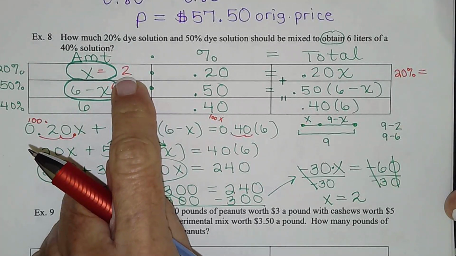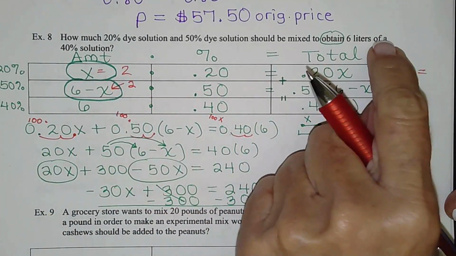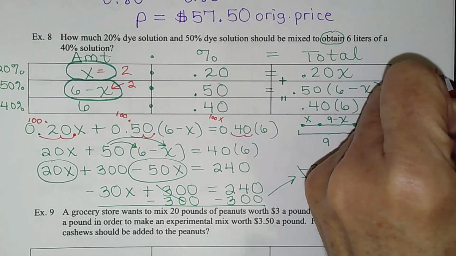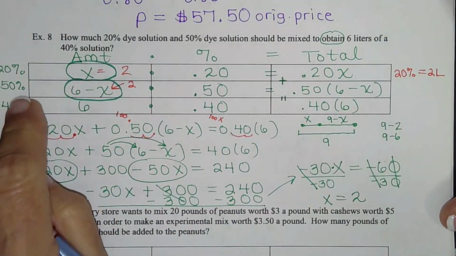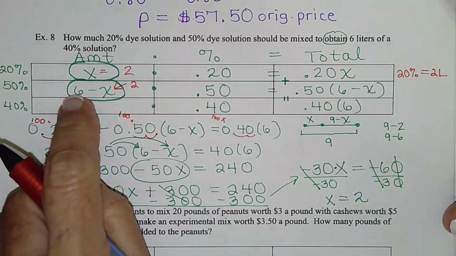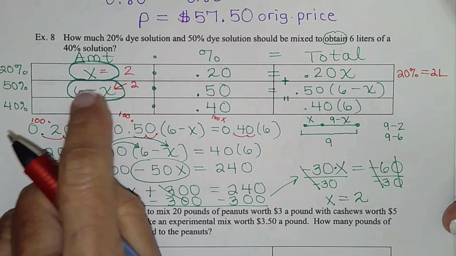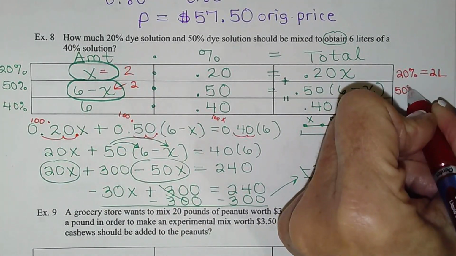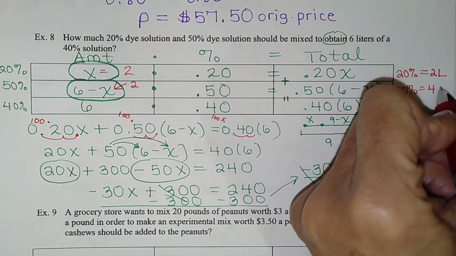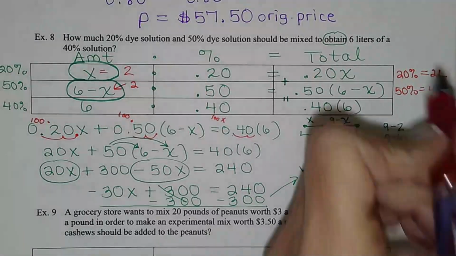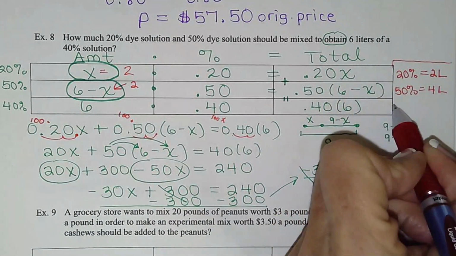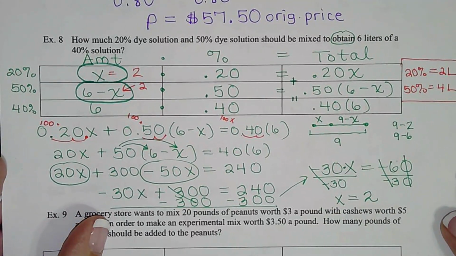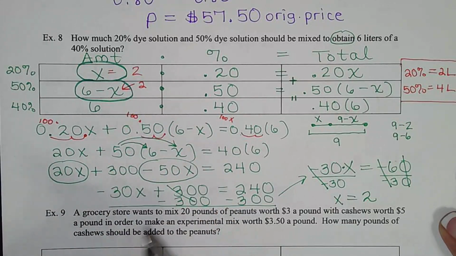And remember, every word problem has to be labeled liters. I think L is liters, big capital L, right? And the 50% die solution, 6 minus 2 is 4. So the 50% die solution, we need 4 liters. And there are your 2 answers. Kind of a cool little problem, right? And you'll see, all the mixture problems are like that.